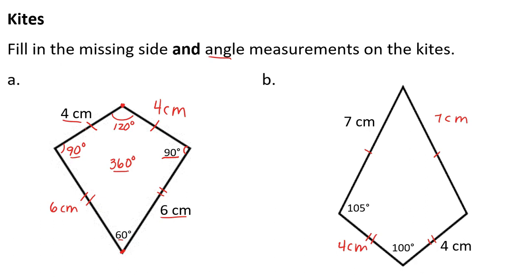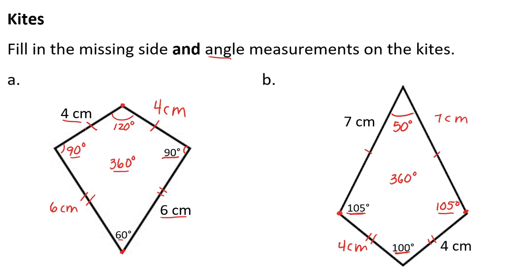If I go over to the other kite, I have 105 degrees on this angle. Opposite it would be another 105 degrees. This bottom angle is 100, so we still need to figure out the top angle. Well, if I add these angles together, I have 105 and 105, that's 210, plus another 100 is 310. And that means that this angle would be 50 degrees because that will give me the sum of 360 degrees.